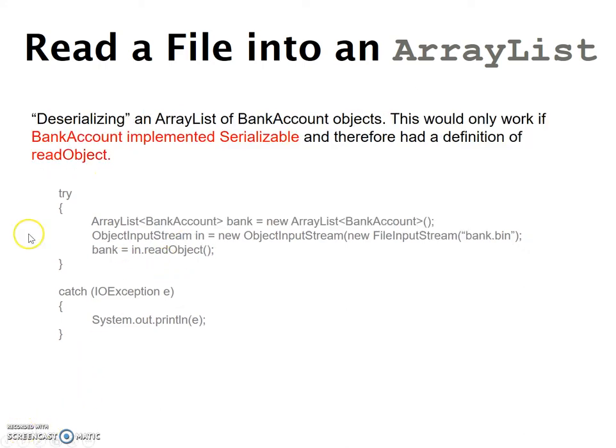Pretty cool. So now let's see how we'd actually read a file into an array list of something other than a string. So in this case, maybe my bank account. So if I want to deserialize an array list of bank account objects, this will only work if bank account implements serializable, and therefore there is some definition for readObject. So same situation here. I've created my array list, which is going to be of type bank accounts. Opened up my object input stream. Here's the file that I'm reading from. Just readObject based on my object input file. It reconstitutes it back into bank, which is an array list of bank account objects.